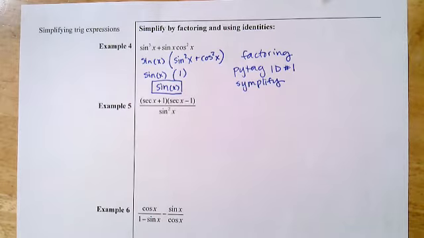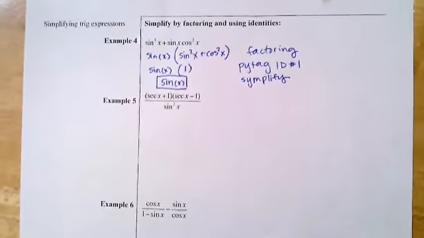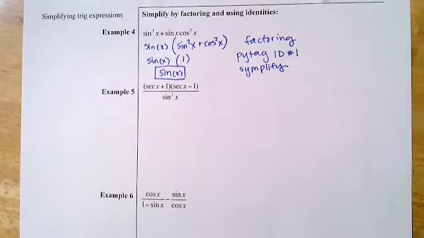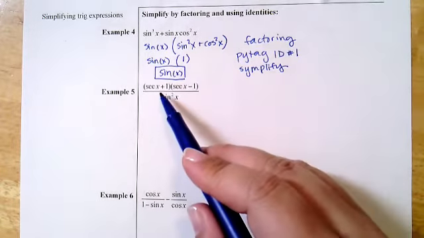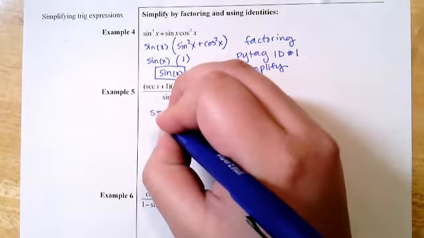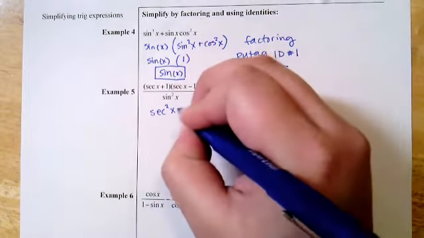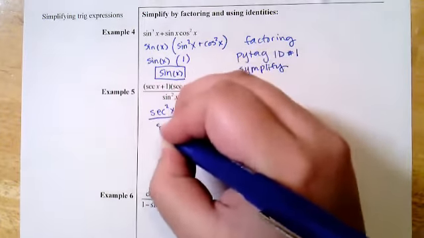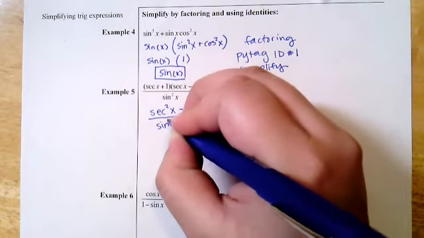Okay. In the next example, we're going to do the same thing. We're going to say, how can I simplify this? In order to simplify this, the first thing I'm going to do, I notice that these are conjugates, meaning when I multiply them together, the middle term will cancel out. This is secant plus 1 and secant minus 1. So when I multiply those out, it's going to be secant squared x minus 1 over sine squared x.